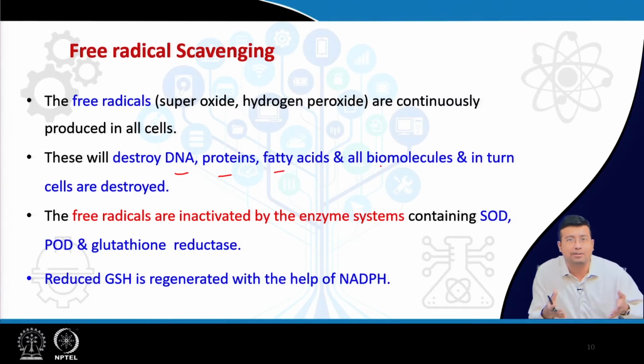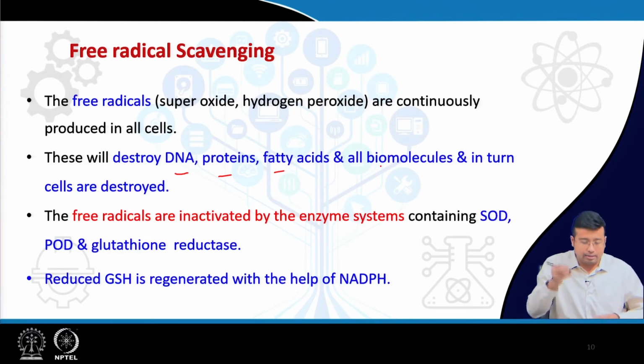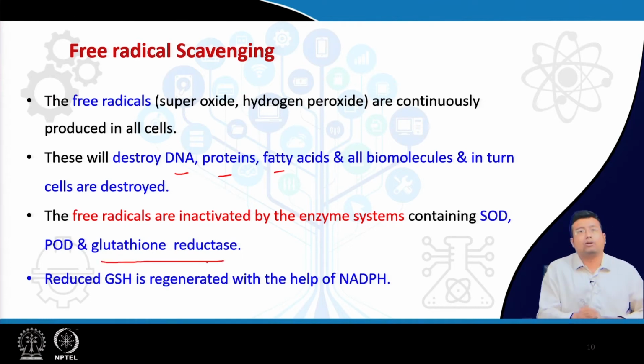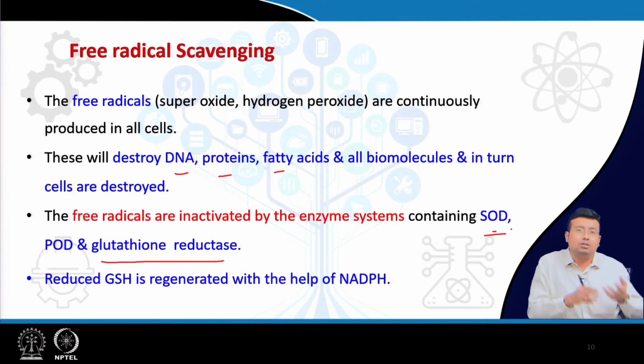Suppose this is our hitman in the cellular system. We have given a contract to kill the villains, that is the bacteria. So what do they do? They are checked by multiple enzymes. The most important of these are glutathione peroxidase and glutathione reductase, and also superoxide dismutase. Mind it, superoxide dismutase is a part of the generation of reactive oxygen species. It also tackles some reactive oxygen species by scavenging them.